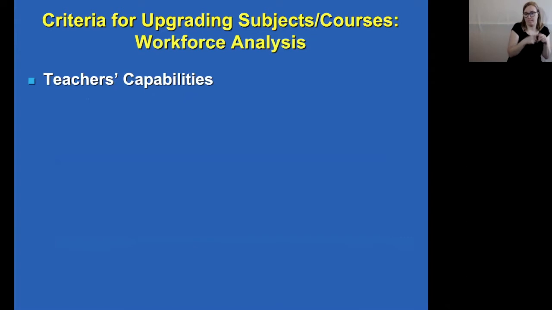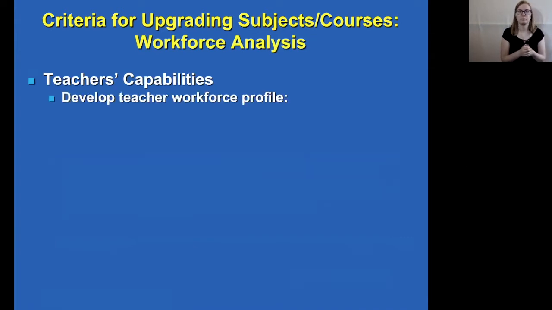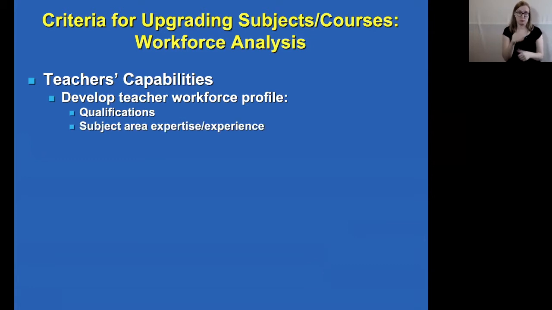In terms of workforce analysis, developing the teacher profile, what are their qualifications that you have in the system now? You might be surprised. You might find that there are teachers who have teaching qualifications that also worked in industry and have qualifications in other fields. And hence they may be able to be redeployed into some other new subject areas. What's their subject area expertise and experience? What's the profile of your current teachers?